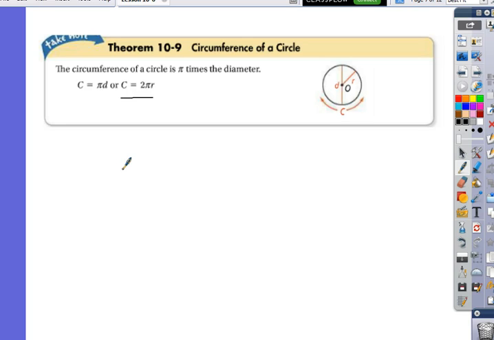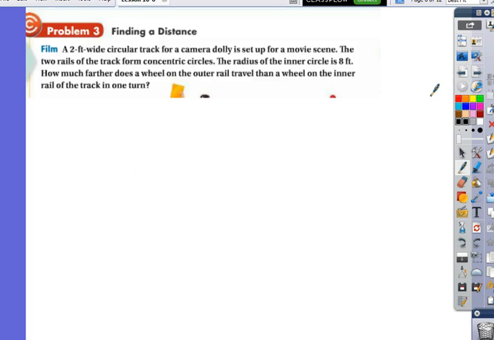Let's take it to the next level. All right, let's talk about finding distance using circumference. Now remember, circumference is just going to measure how far around the circle you go. So what I've got here is a 2-foot wide circular track. So to make a 2-foot wide circular track, what I would do is I would probably create a circle.